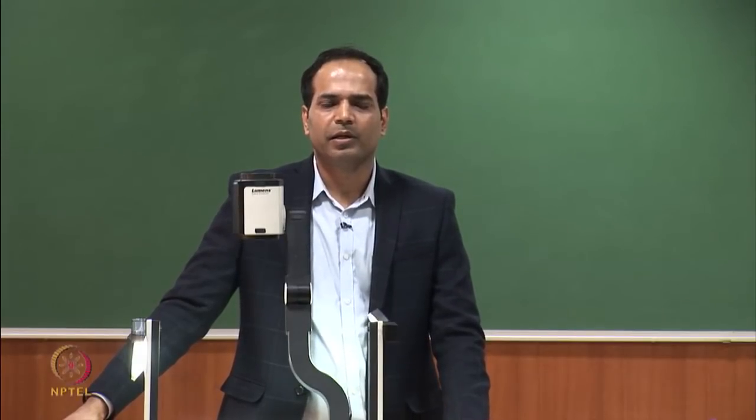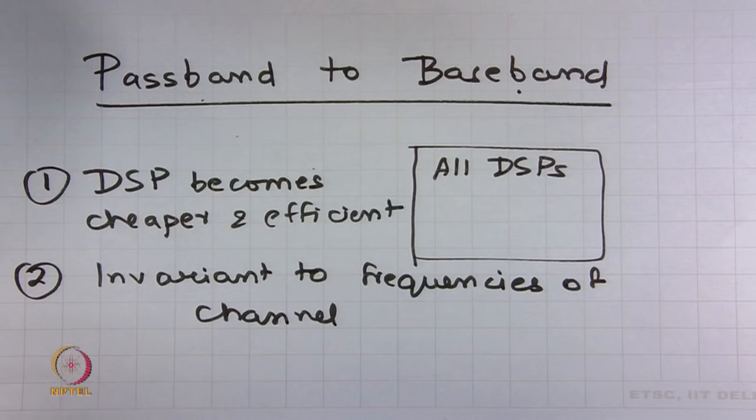So, we only gain by this idea of passband to baseband conversion, and this is how most communication systems are implemented. Even though we have a passband signal at the input of a receiver, the first thing that you need to do is to convert it into a baseband signal.